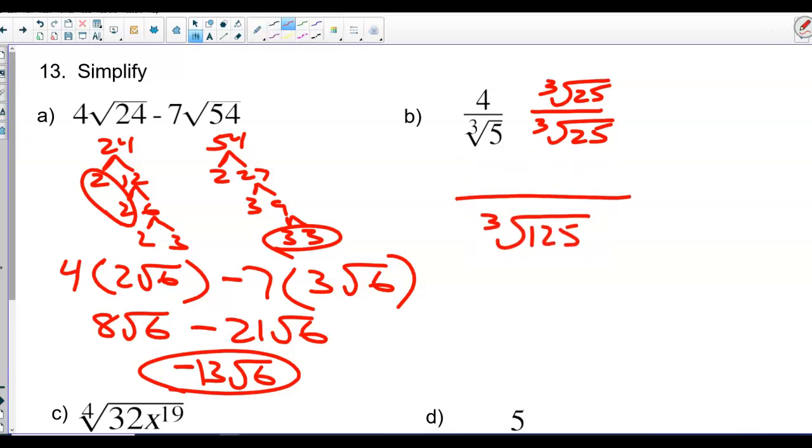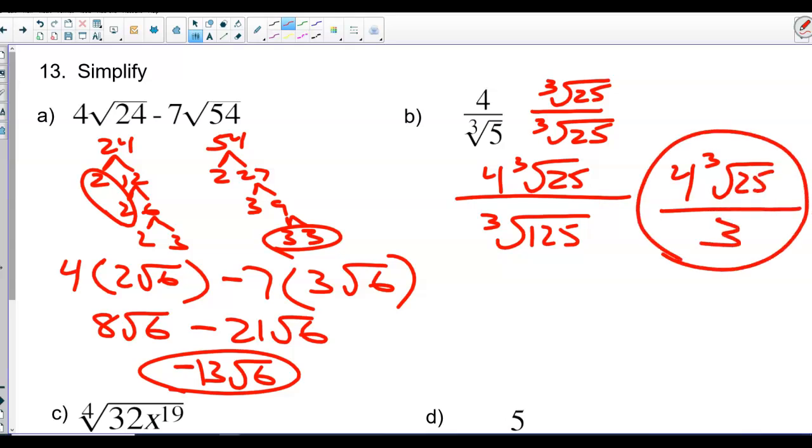On the top, you have 4 times the cube root of 25. We can take the cube root of 125, that's 5. The key on these problems is you have to be left with no radical in the denominator. So if this was a perfect square, it'd be square root of 5 on top and bottom. Since it's a cube root, you need to get to a perfect cube. So 5 times 25 is 125. 125 is a perfect cube.